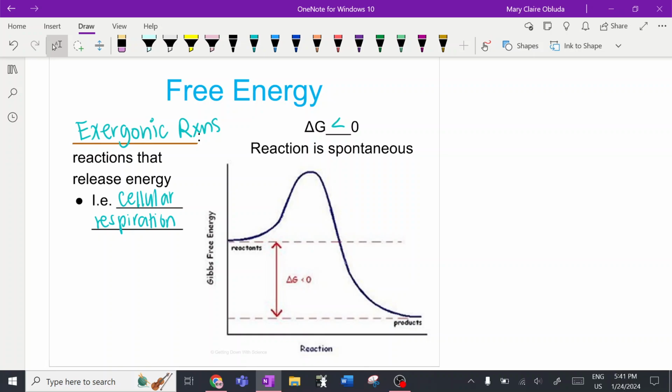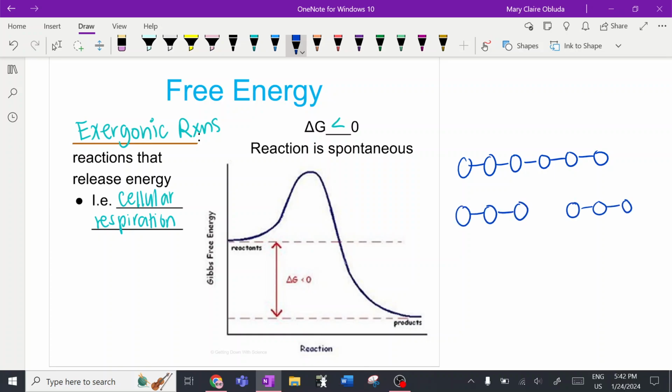So cellular respiration, think. We have glucose, right? The first step of cellular respiration, we go ahead and break that into 2 pyruvate molecules, and that releases ATP, right? So it releases energy, and it breaks down a more complex molecule into 2 less complex molecules. That is exergonic and catabolic. So those go hand in hand, and the reaction is spontaneous.